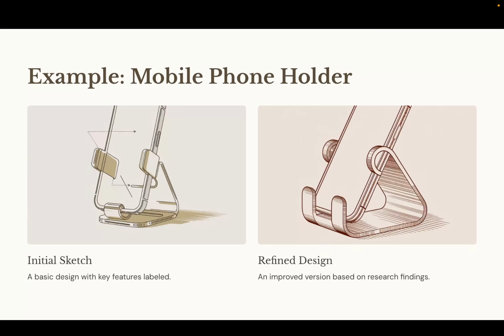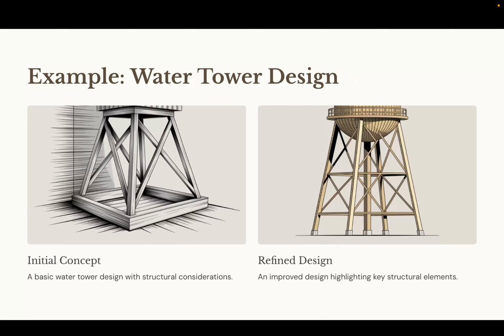Here are some examples. First, let's look at the mobile phone holder. You may start with an initial sketch, a very basic design with a few features that are labeled. Then you improve it by refining your design. Here there may be a few different versions, and they are all based on the research findings. For the water tower, your initial concept may be just a very basic water tower design with just the structure taken into consideration. But your refined design should be the improved design highlighting the key structural elements.